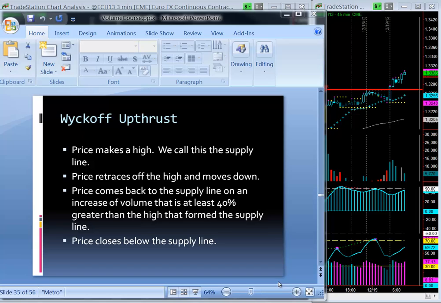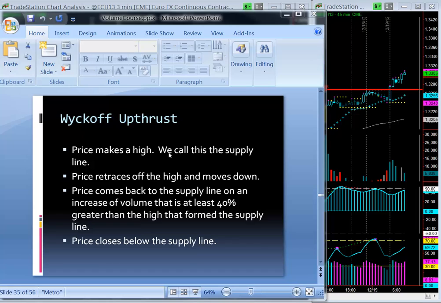In this video, I'm actually going to go through the Wyckoff Upthrust. And early this morning, I sent out an email saying that we had a potential for a Wyckoff Upthrust on both the Euro and the Swiss franc. Now I want to show you how details are so important in identifying setups. So let's go through the Wyckoff Upthrust.